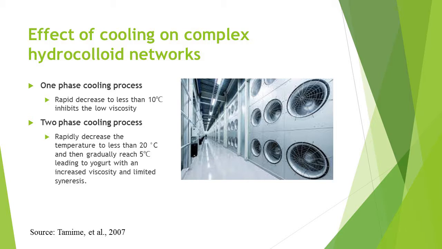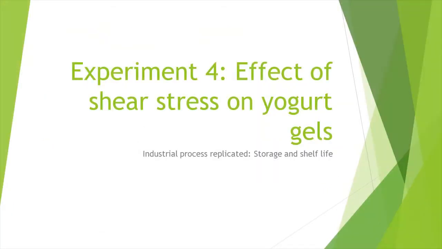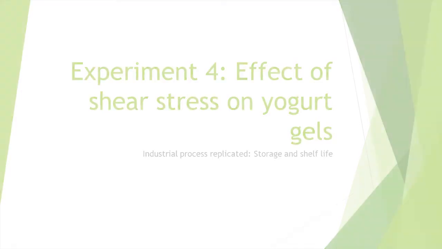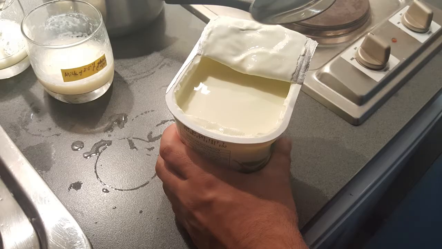Two-phase cooling is initiated by rapidly decreasing the temperature to less than 20 degrees, and then gradually reaching the storage temperature of 5 degrees, leading to yogurt with an increased viscosity and limited syneresis. Experiment 4. Effect of shear stress on yogurt gels. Let us assume that our homemade yogurt turned into this.